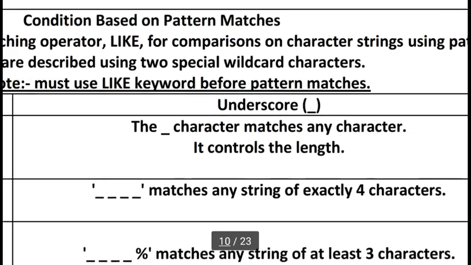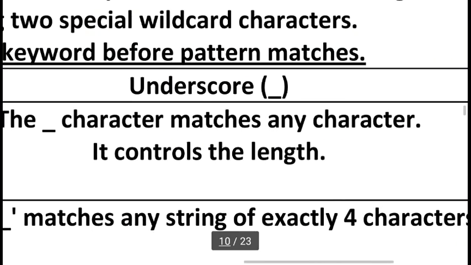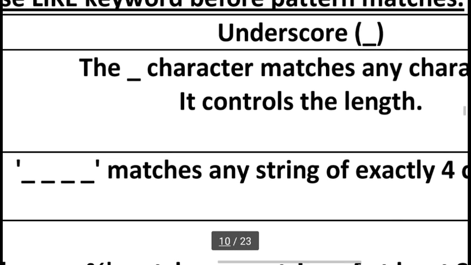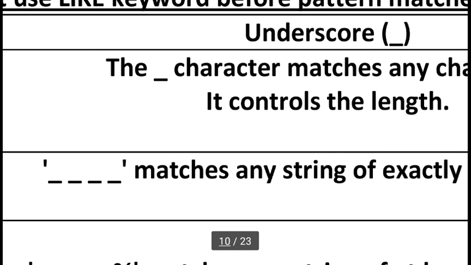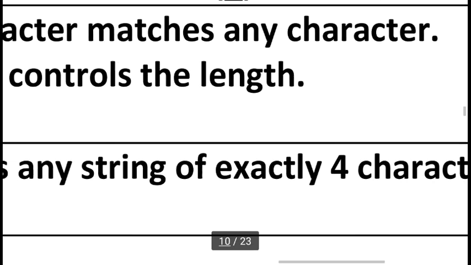The other wildcard or pattern match character is underscore. It will control the length. The new thing is that we can control the length. The underscore character matches any single character. You can see here first, second, third, fourth, four underscores. It matches any string of exactly 4 characters.